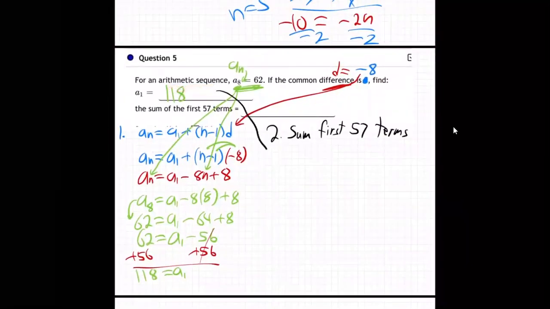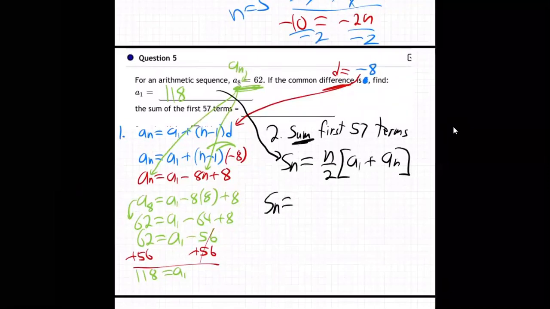So grab the arithmetic one. The arithmetic sum, which is s sub n, is n over 2, a1 plus an. Okay, now what is that? Well, what we're going to do is we say, okay, do we know n? But what are these different things?